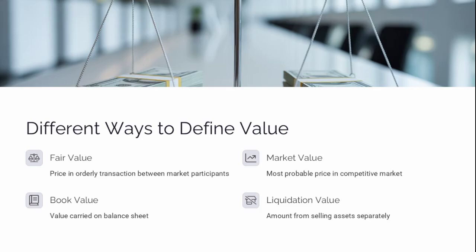Understanding the different ways to define value is crucial. We'll explore fair value, which is the price in an orderly transaction between market participants. Market value is the most probable price in a competitive market. Book value is recorded on the balance sheet, and liquidation value is the amount from selling assets separately.